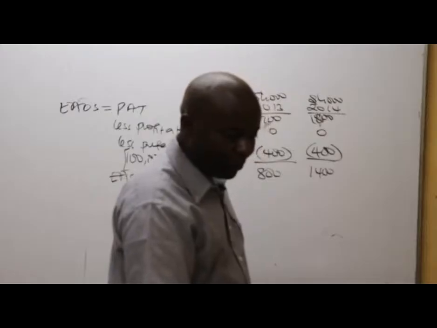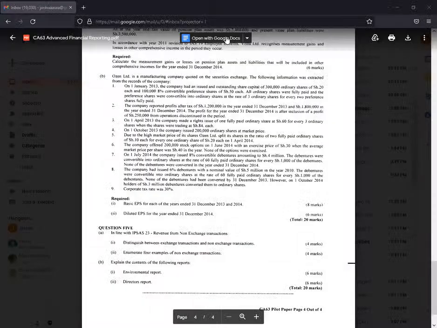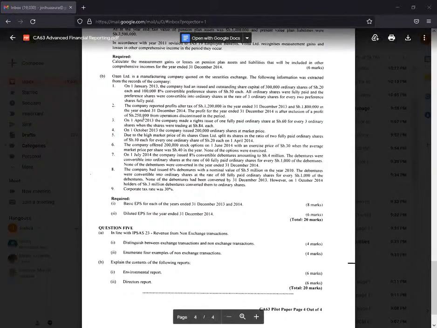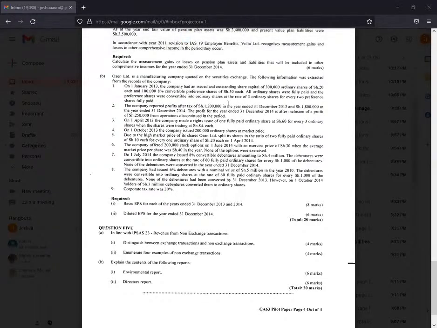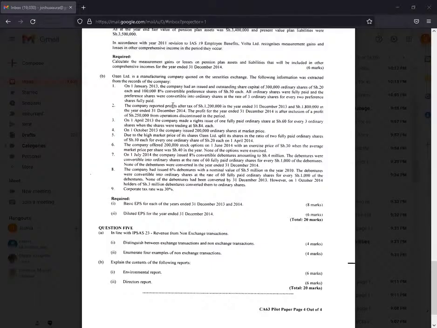How about irredeemable? Not convertible. So maybe if you could read. On 1st January 2013, the company had issued and outstanding share capital of 300,000 ordinary shares of 20 each and 100,000 8% convertible preference shares of 50 each. All ordinary shares were fully paid and the preference shares were convertible into ordinary shares at the rate of 3 ordinary shares for every 2 preference shares fully paid. But you see, we never converted these preference shares.